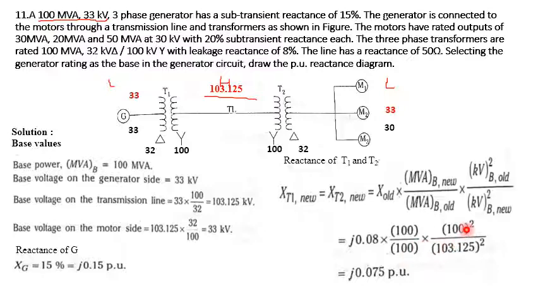What is the voltage value? We are considering the ST side of the transmission line. The old value is 100, and the new value is 103.125. So you get 0.074. Similarly for the transmission line, the MVA is 100 MVA and the voltage is 103.125, the value we got by calculating.